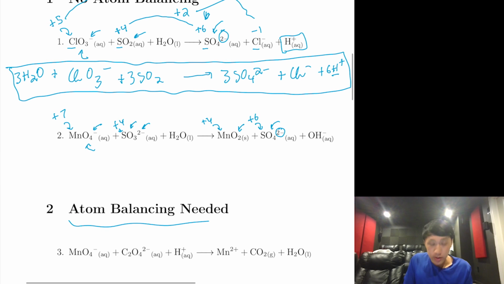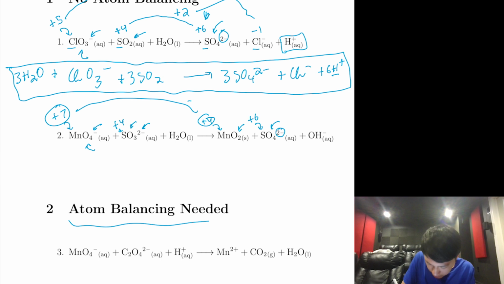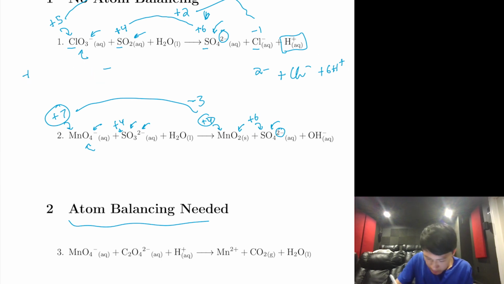All right, so now, again, we're going to figure out the changes for each of the reduced and oxidized atoms. So Mn goes from +7 to +4. This is a change of -3. SO3 2 minus goes from +4 to +6. This is a change of +2.